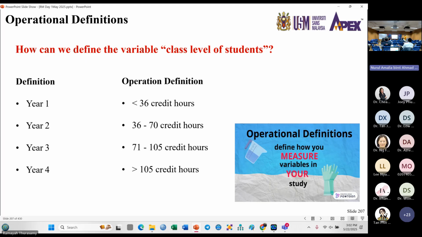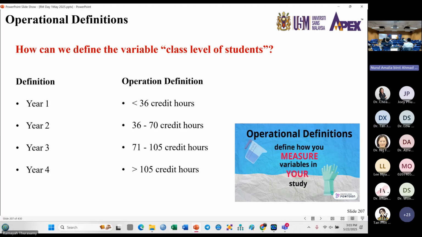An operational definition is how you actually will measure your variable. So here we have year 1, year 2, year 3, year 4, right? If you ask any student what year they are in, they will tell you year 1, year 2, year 3, or year 4, based on the physical year. But the university doesn't work like that. The university uses a number of credits. So if you have less than 36 credits, you are still considered year 1, although you're already in year 3, because you failed many courses.